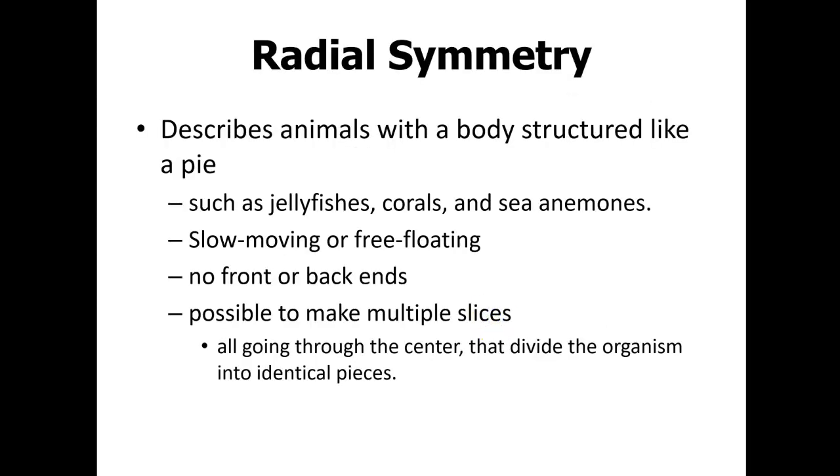So radial describes animals structured like a pie, like we said, and these are going to be things such as our jellyfishes, corals, and sea anemones. These are usually going to be slow-moving or they could be free-floating. They don't usually have a front or a back end, and it's possible to make multiple slices out of them, all going through the center and dividing the organism into identical pieces.